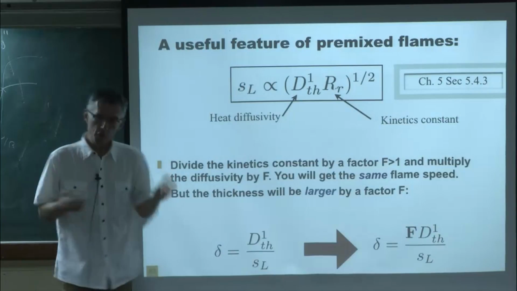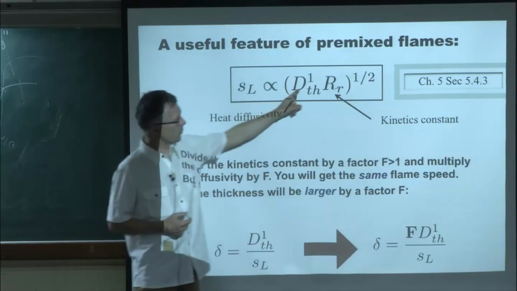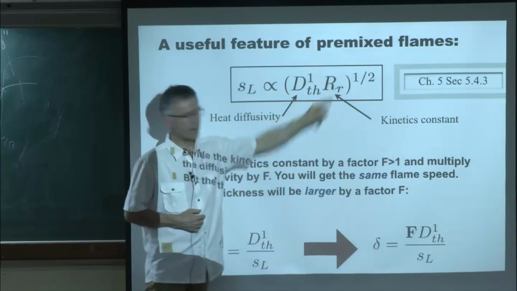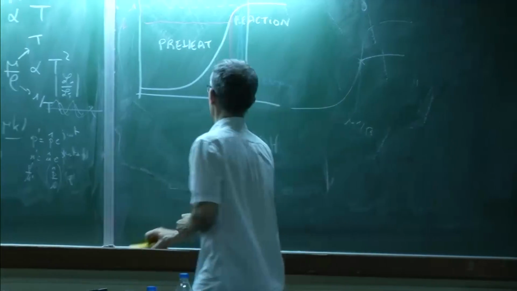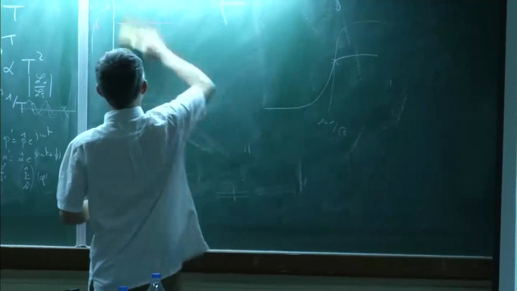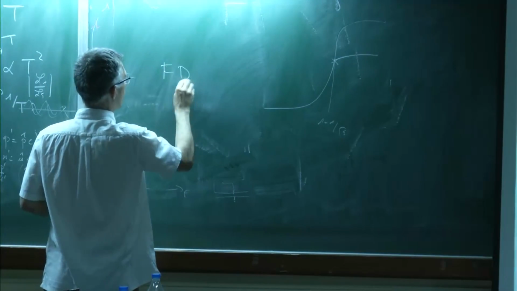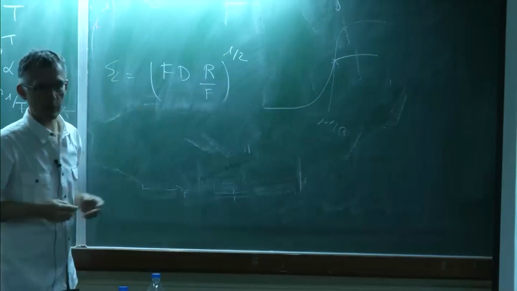So a useful feature of this equation, and that's the one we use for turbulent combustion quite often, is to say that if you look at this expression, you could multiply the diffusivity by a factor f and divide the kinetics by a factor f, and you will still have the same velocity. Right? That's obvious. Because in that case, the flame speed would be Fd multiplied by R over F to the half. That's still the same quantity.